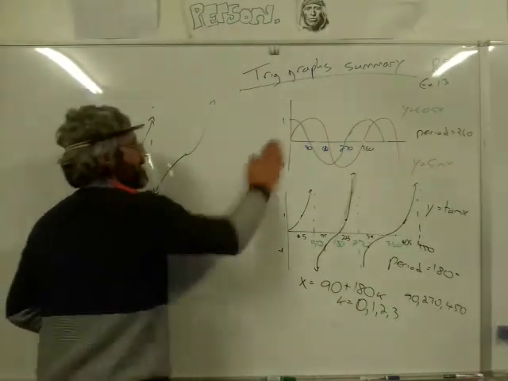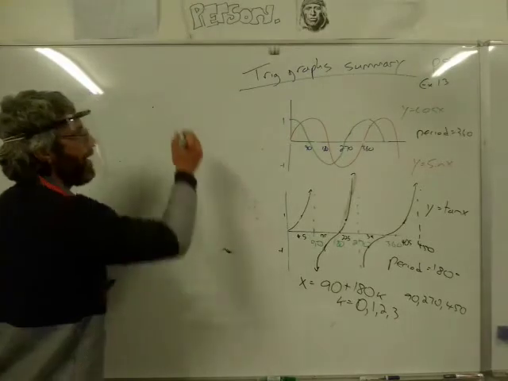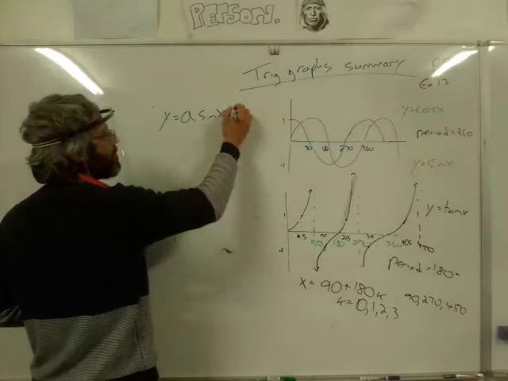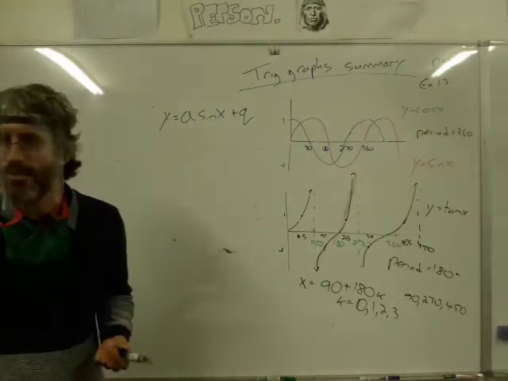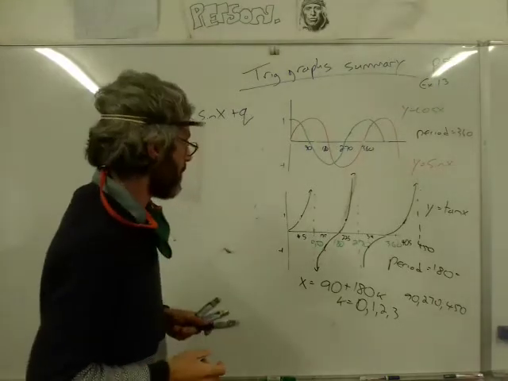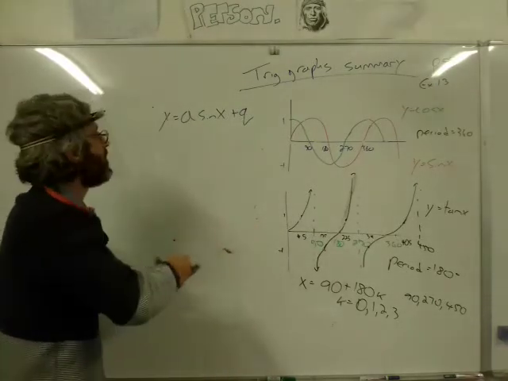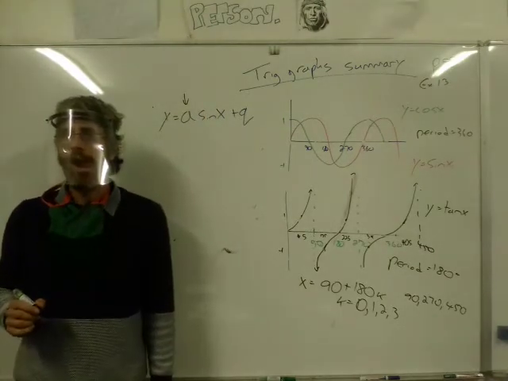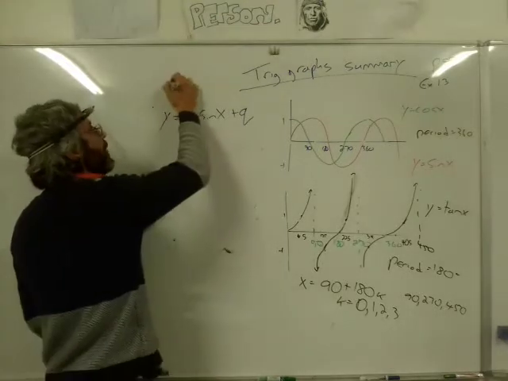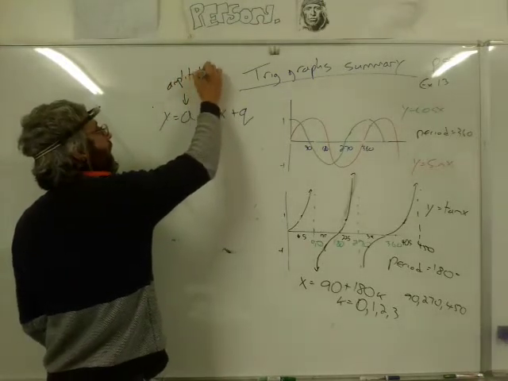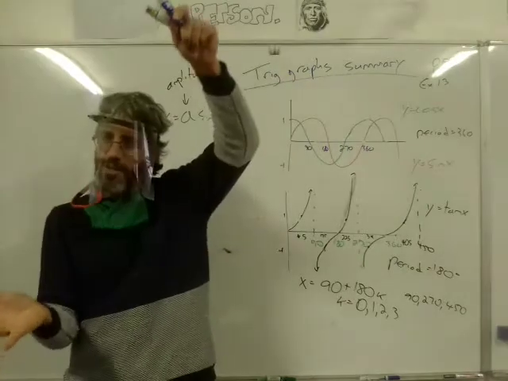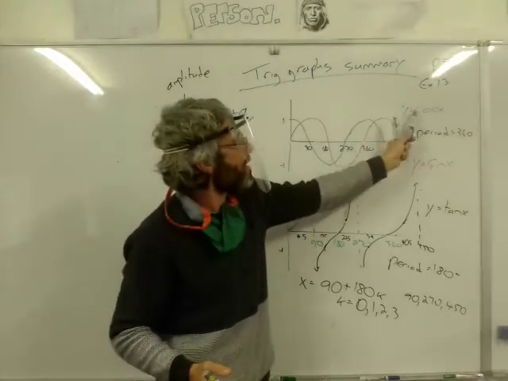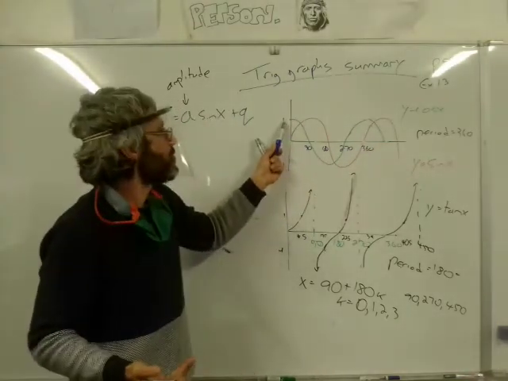I'll erase this, you don't need that. If I've got y equals a sine x plus q, we've done that, but I just want to repeat it. The a, what is the a? The amplitude. We did talk about it. If a is larger than 1, it stretches. If less than 1, it compresses. But in any case, it's the amplitude. So when I don't have a, what does it mean? That a is equal to 1. The amplitude is 1.